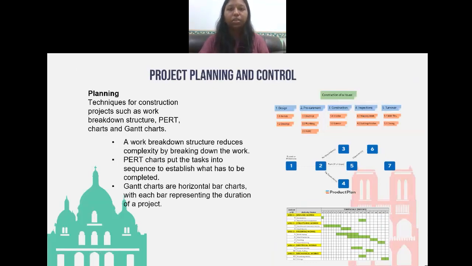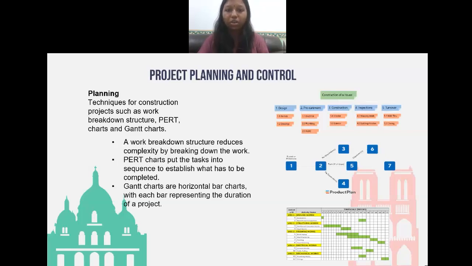Planning is the second phase that defines the scope of the construction project. It also has several techniques that are used for construction projects, such as work breakdown structure. A work breakdown structure reduces complexity by breaking down the work for the workers. And PERT charts put the tasks into sequence to establish what has to be completed.